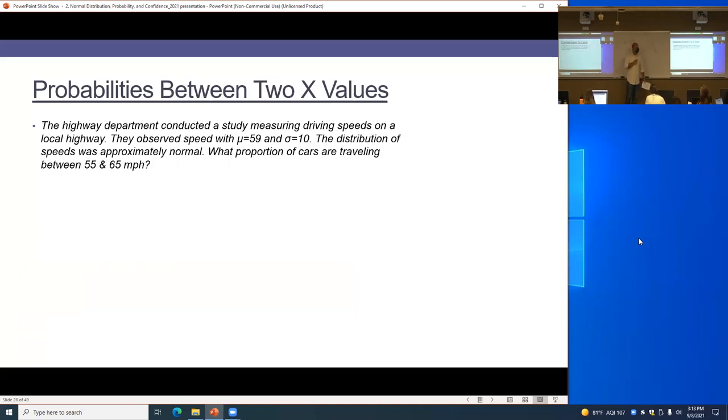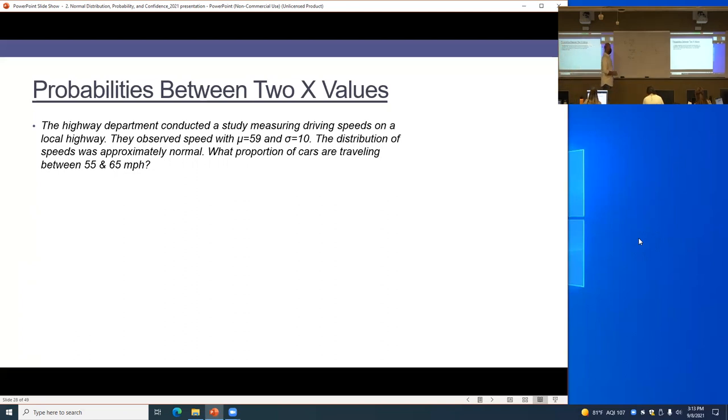Awesome. Okay, so let's do something a little bit different here. The highway department conducted a study measuring driving speed on a local highway and observed speeds averaging 59 miles an hour with a standard deviation of 10. I don't know where these folks are driving, not in Wyoming. The distribution of speeds was approximately normal. What proportion of cars are traveling between 55 and 65 miles an hour?